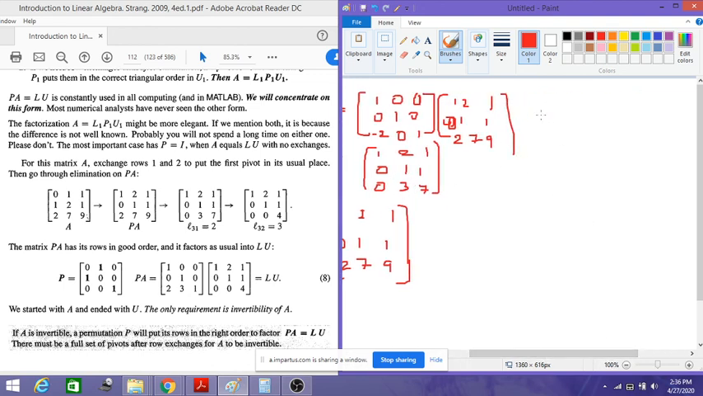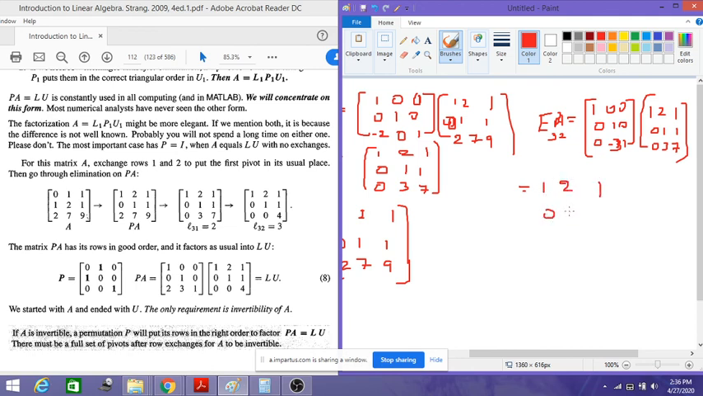Now I have to remove this 3. To remove this 3, I have to put E32 into P into A. So let me write straight away: this is 1 0 0, this is 0 1 0, and 0, -3 and 1, multiplied with 1 2 1, 0 1 1, and 0 3 7. Then I'll get the final terms, that is 1 2 1, 0 1 1, and here 0 0, and then 7 minus 3 is 4.